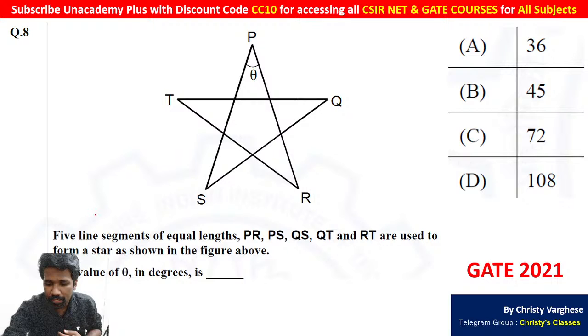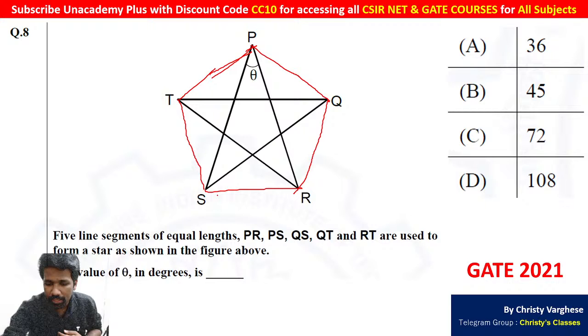5 line segments of equal length PR, PS, QS, QT and RT are used to form a star as shown in the above figure. The value of theta in degrees is. So 5 line segments means if you join this line segment externally like this, you will get a pentagon, and not only a pentagon, it's a regular pentagon. Regular pentagon means a pentagon with all the sides equal. Pentagon with all the sides equal is called a regular pentagon.